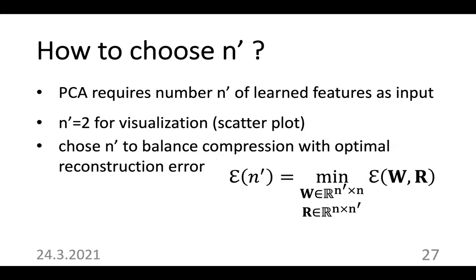However, in some applications, n prime is given. If you want to represent data in a scatter plot, which has 2 dimensions, well, you need to choose PCA with n prime equal 2.